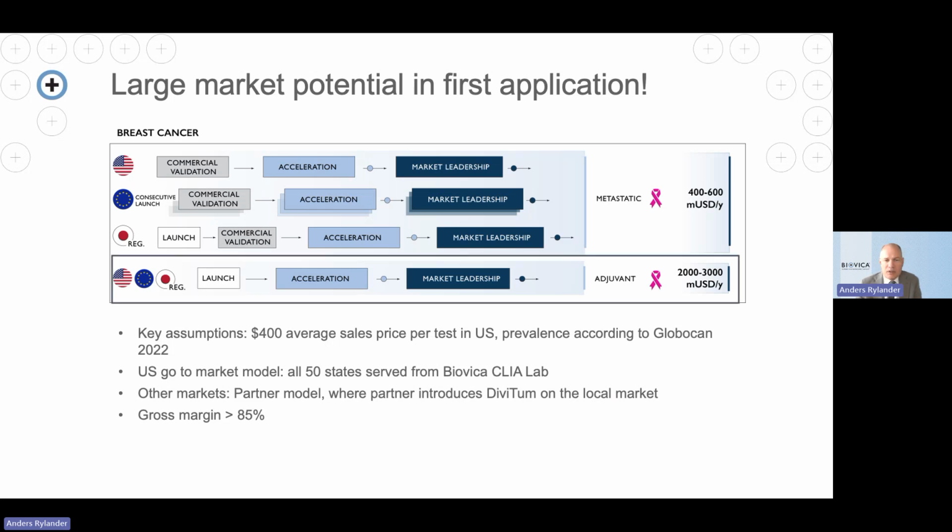And as I talked about, the new data from the adjuvant area, or the early breast cancer area, where patients are monitored for their adjuvant treatment, opens up a significantly larger patient group and therefore also a larger market potential. The test itself is not so costly to produce, which yields a very attractive gross margin for the price levels that we have been able to achieve.